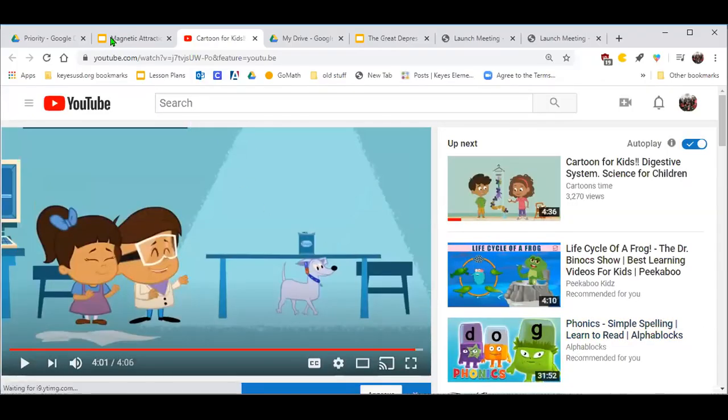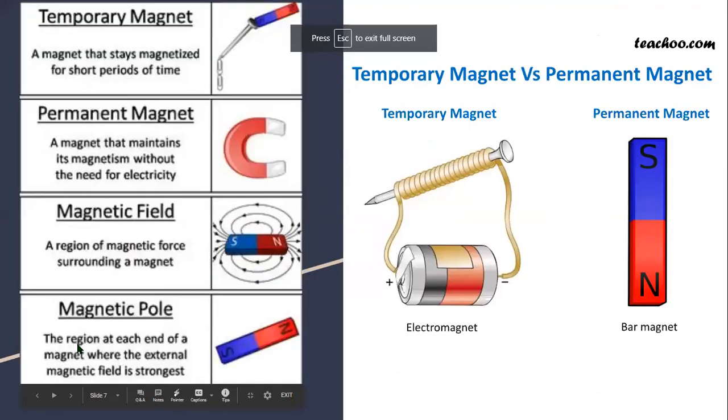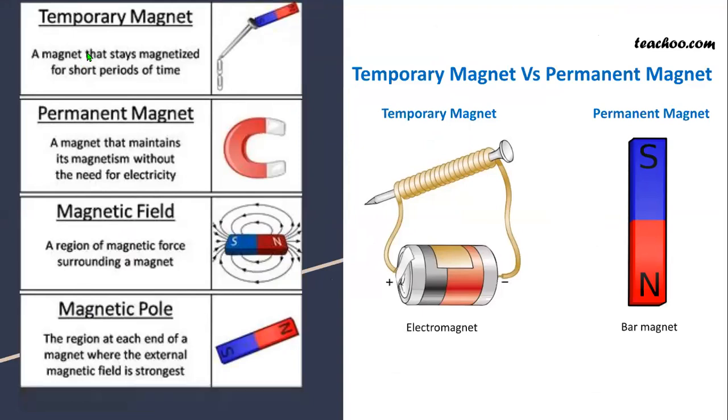Anyway, I thought that was really cute, and I thought it explained the attract and repel very well. So anyway, let me just finish. I think I have just a couple more visuals and examples to show you.